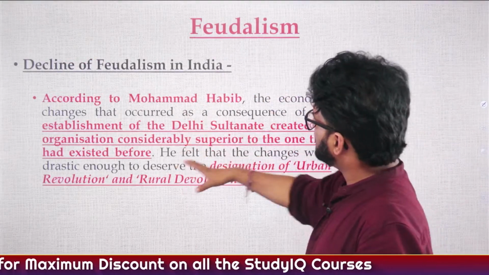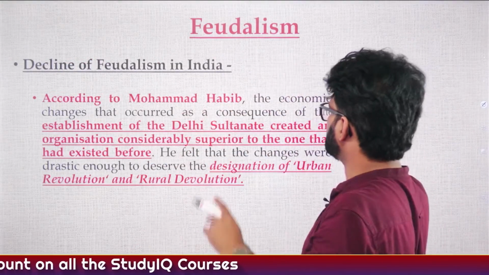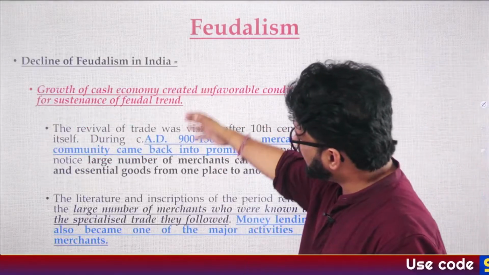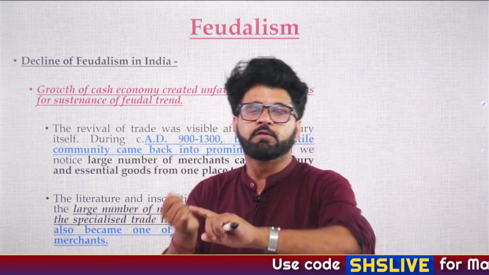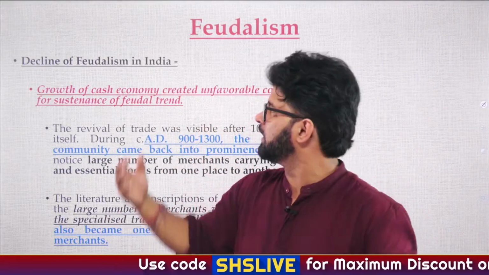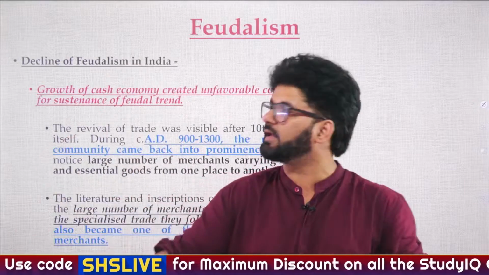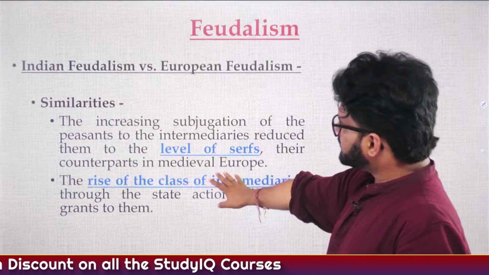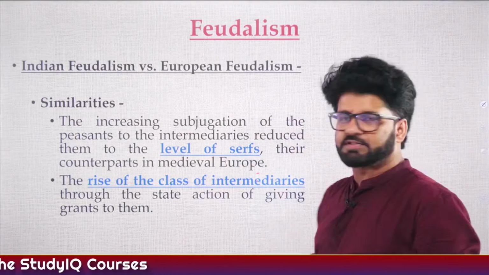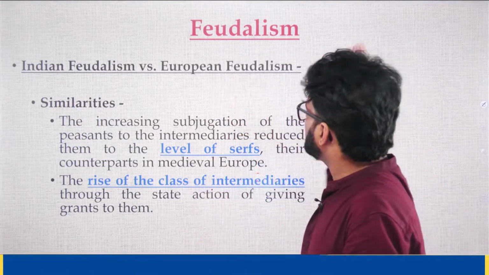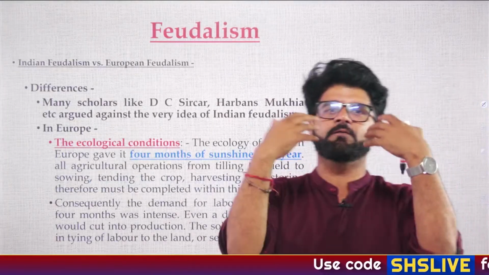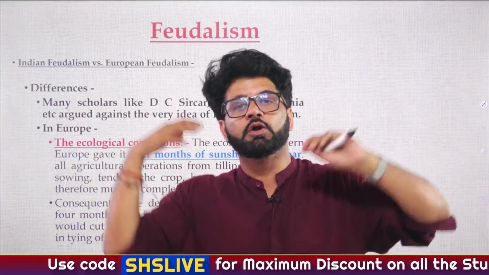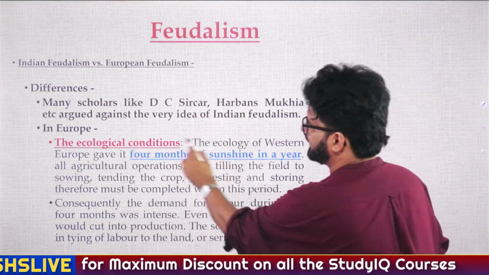So decline of feudalism, again, when the Delhi Sultanate will come, when the centralization will increase, this feudalism will decline. And that's what they are saying. Growth of cash economy. Feudalism also thrives on land grants. So when the cash economy increases, when the trade increases, the feudalism will decline. Indian feudalism versus European feudalism. This we have discussed. What is the basic difference here? European feudalism was more extreme because they had 4 months of sunshine. So they had to put pressure on their peasants or serfs to grow crops. All these things are written here.